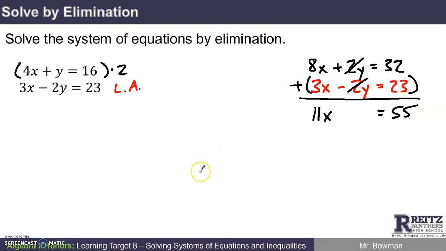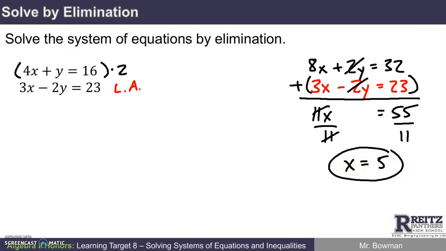And I can pretty quickly tell you what x has to be. If I divide both sides of this equation by 11, x is 5. Now from here, the step to find y is a lot like with substitution. I need to pick one of my equations, and I need to use the fact that I know that x is 5 now. I think I'll take the top one here, and I'll write 4 times x. X is 5, so 4 times x is 4 times 5, plus y equals 16.